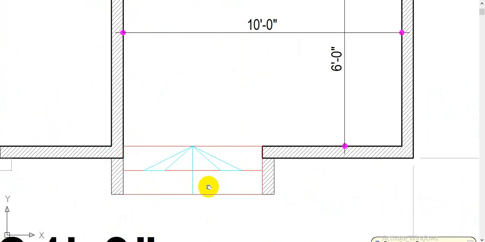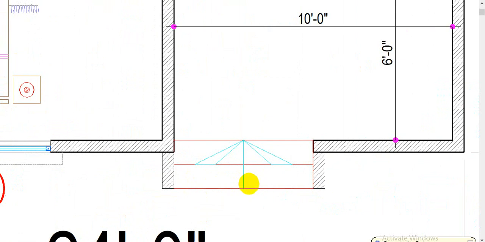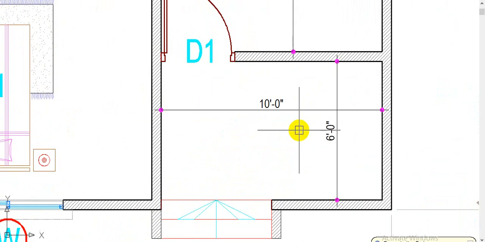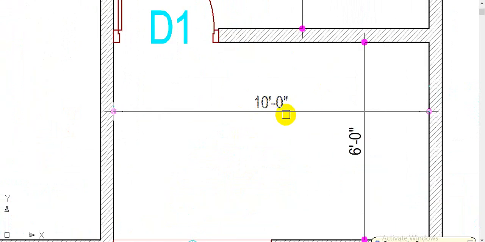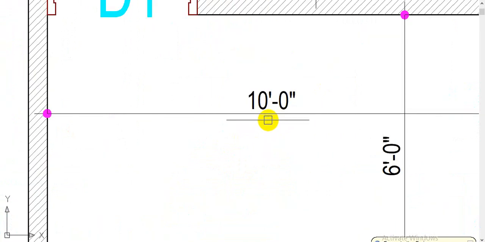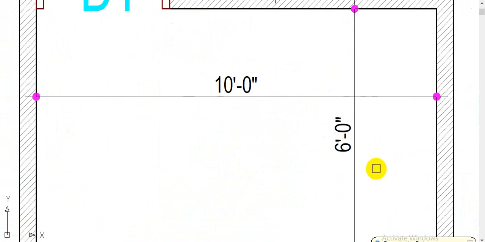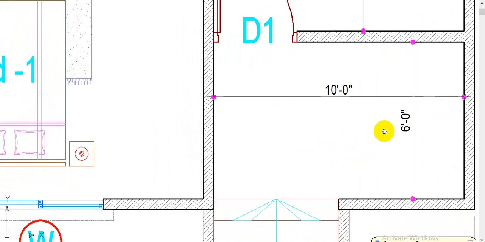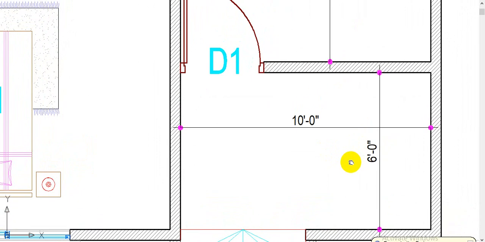So this is our main entry. Using this main entry, we will enter here. This is our veranda. In this veranda, we have this direction 10 feet and this direction 6 feet. Overall, our veranda measurement is 10 feet by 6 feet.